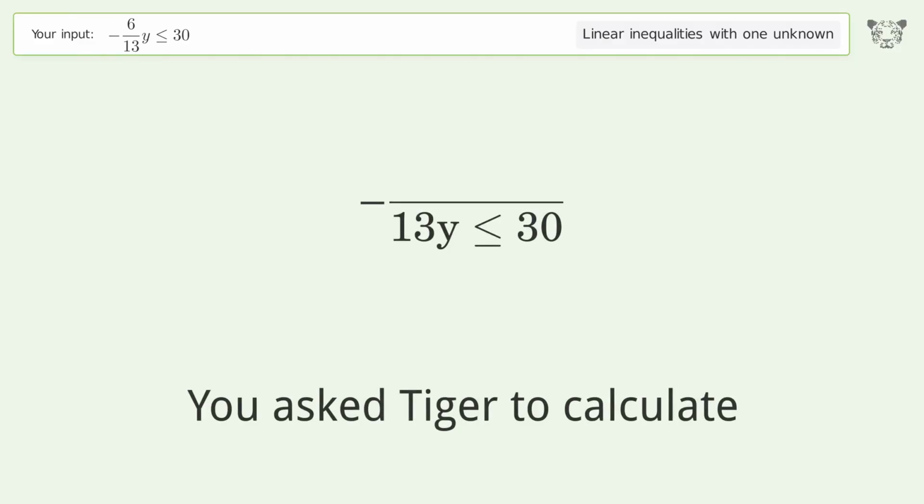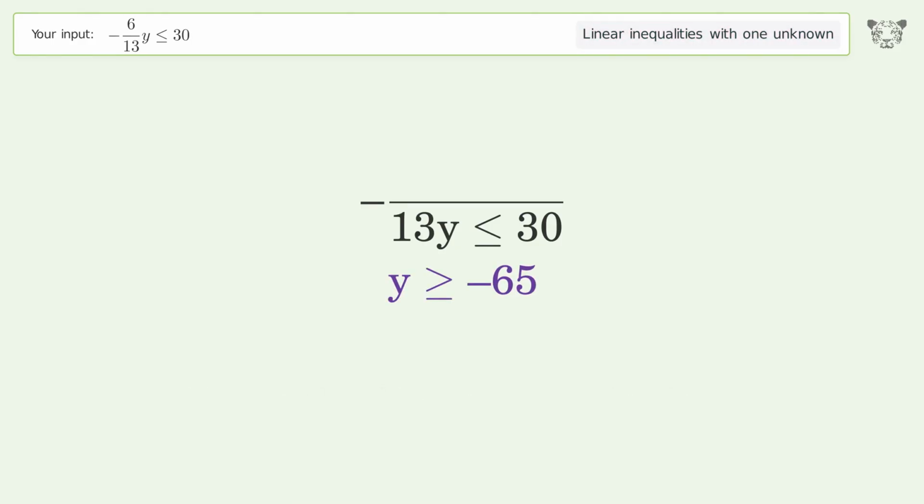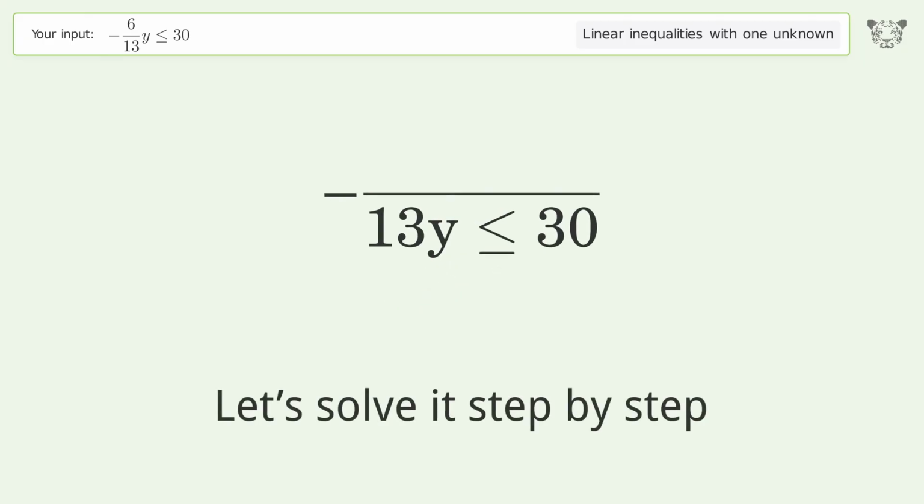You ask Tiger to calculate. This deals with linear inequalities with one unknown. The final result is y equal or greater than negative 65. Let's solve it step by step.